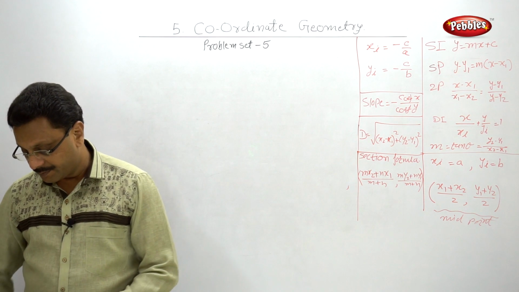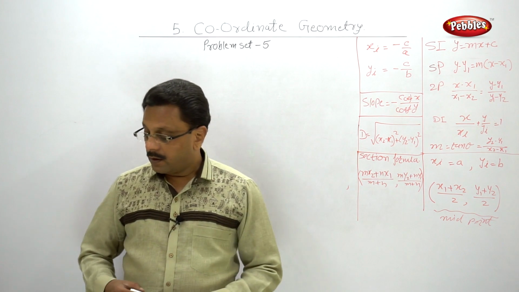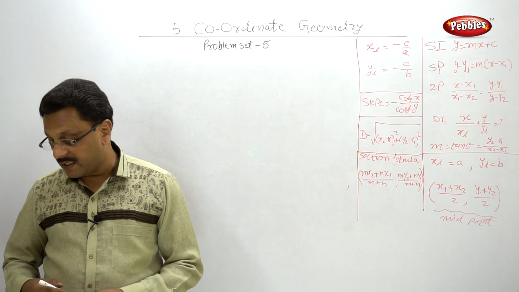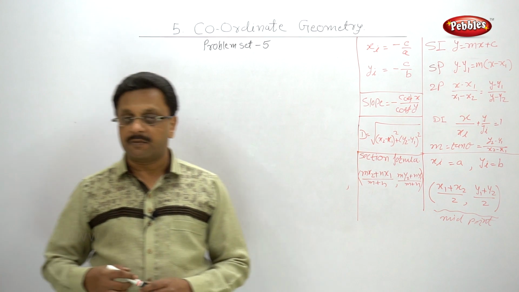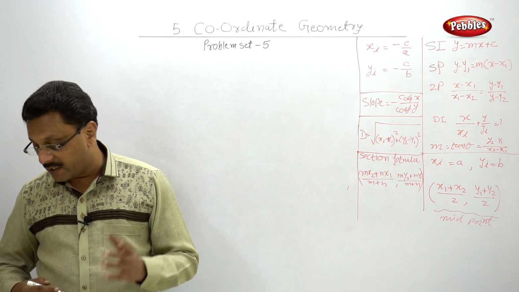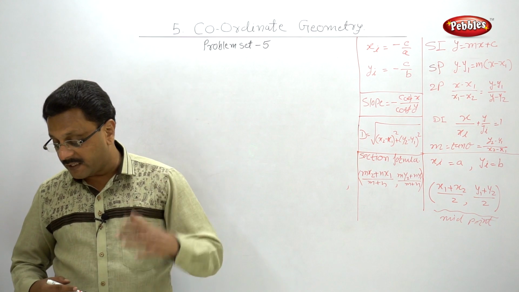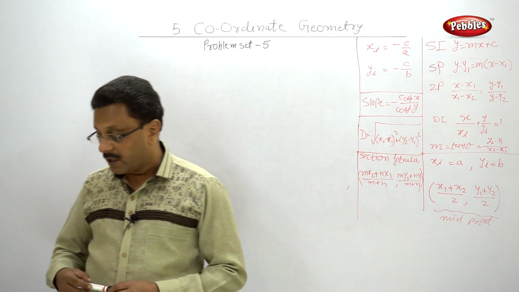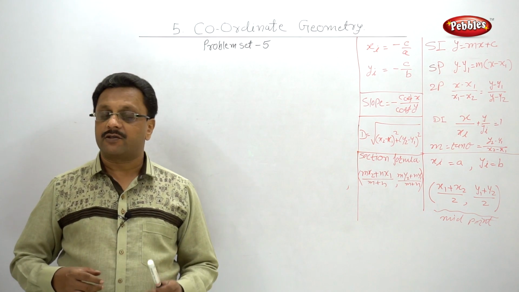Next example, example number 14. A, B and C are the vertices of triangle ABC. Vertices are given. Find the equation of median AD and the line parallel to AC through the point B. Now this also appeared in the March 12 exam for 5 marks. Let us solve this.